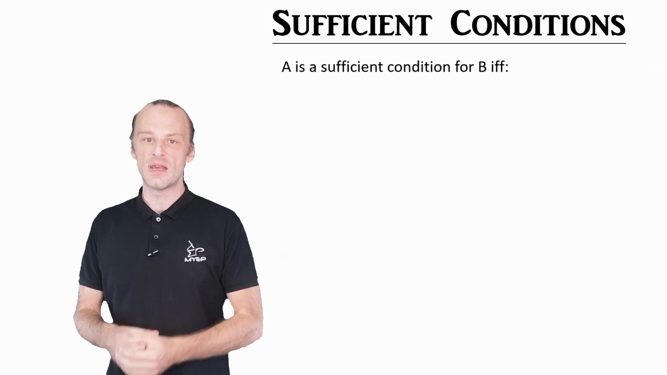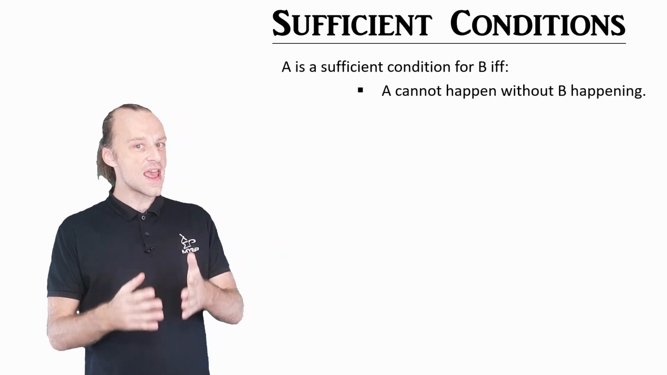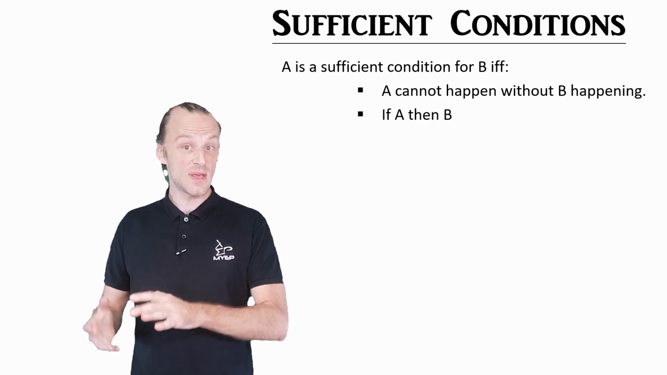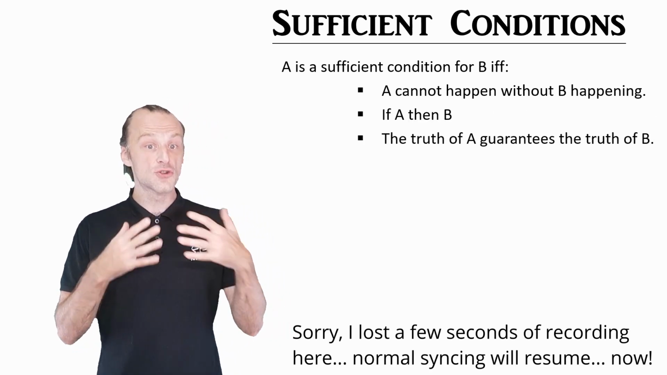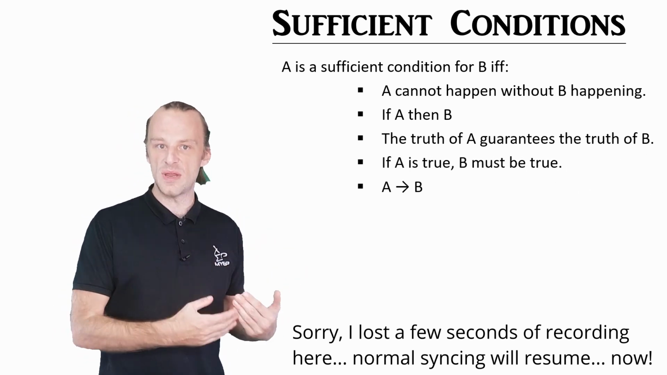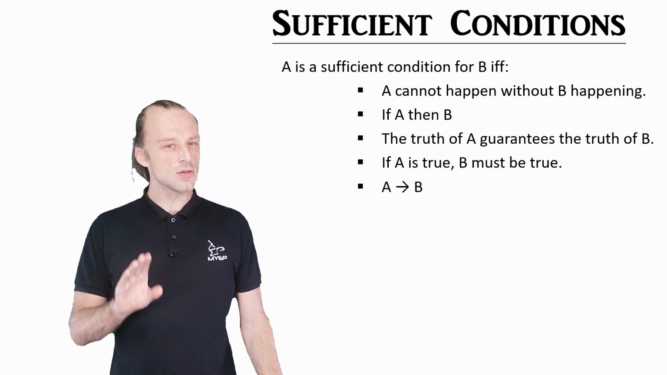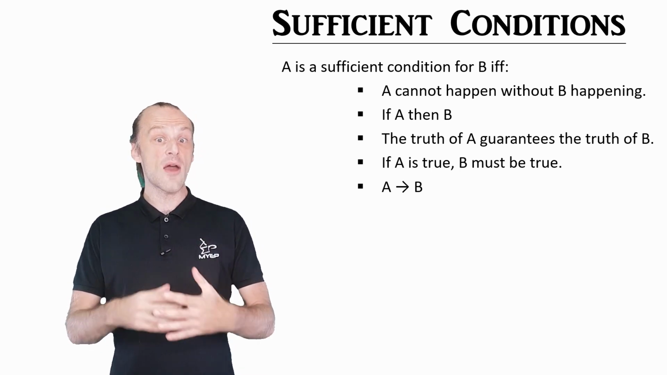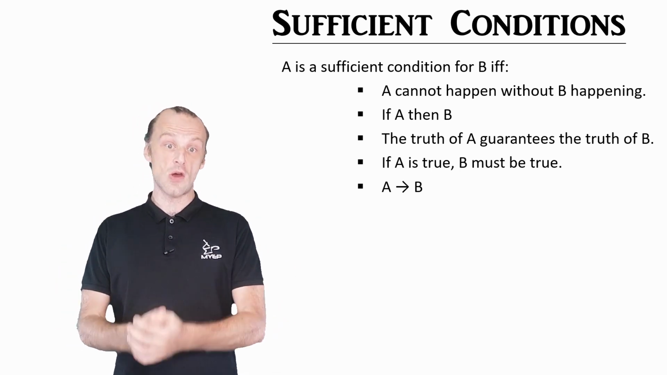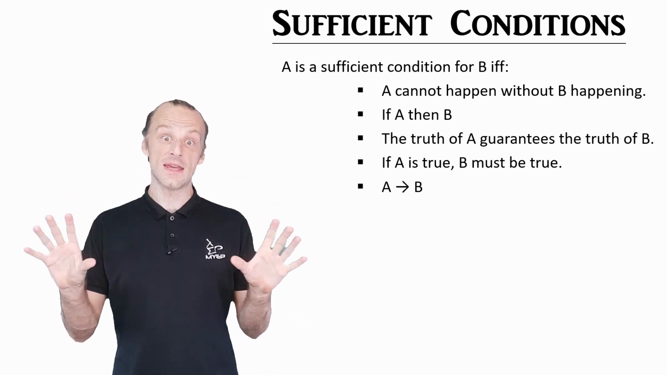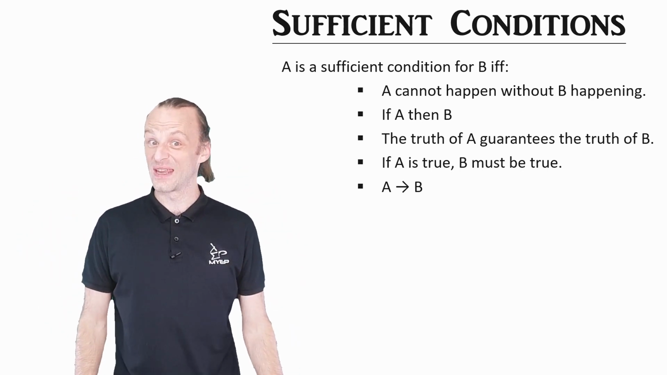Here is another list. A is a sufficient condition for B if and only if A cannot happen without B happening. Or if A, then B. The truth of A guarantees the truth of B. Or if A is true, B must be true. You can see that the 2 lists are similar but different in subtle ways. And then think about how everyday people talk in conversation. We communicate conditions in endless different ways, and this makes life a bit complicated.